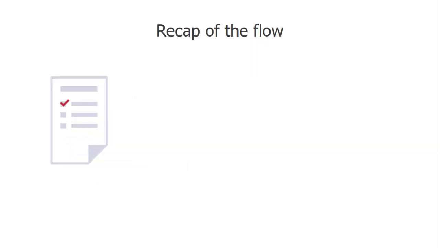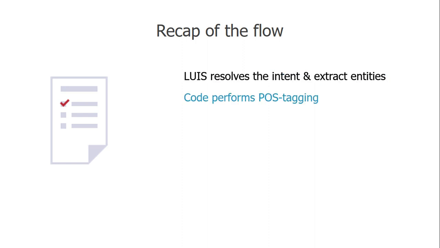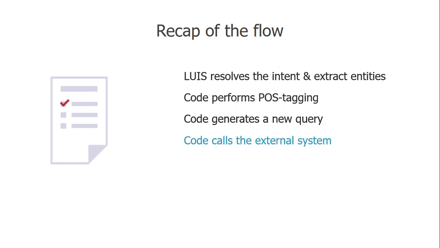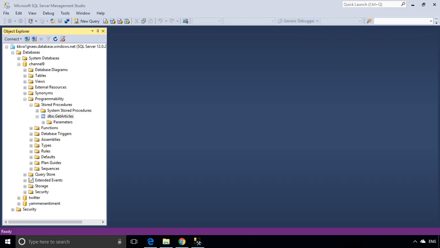A short break before we see the SQL part. The sequence of actions is as follows. A user sends a piece of text, LUIS resolves the intent and extracts the entities, the code calls the Linguistic Analysis API thanks to my NuGet package to perform the post-tagging, the code generates a query with the filtered words and converts the extracted entities to tags. The code calls the external system. We've just seen this in action with SharePoint, but I did exactly the same with SQL Server. The only change is that I'm using Entity Framework to interact with the stored procedure I created in SQL.